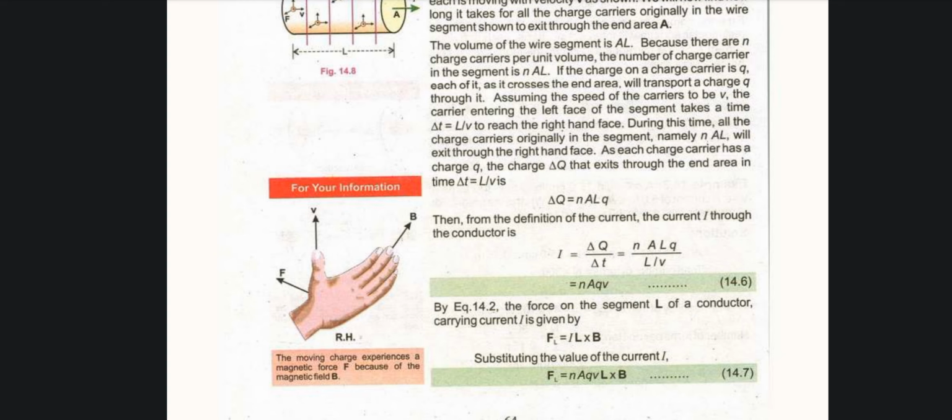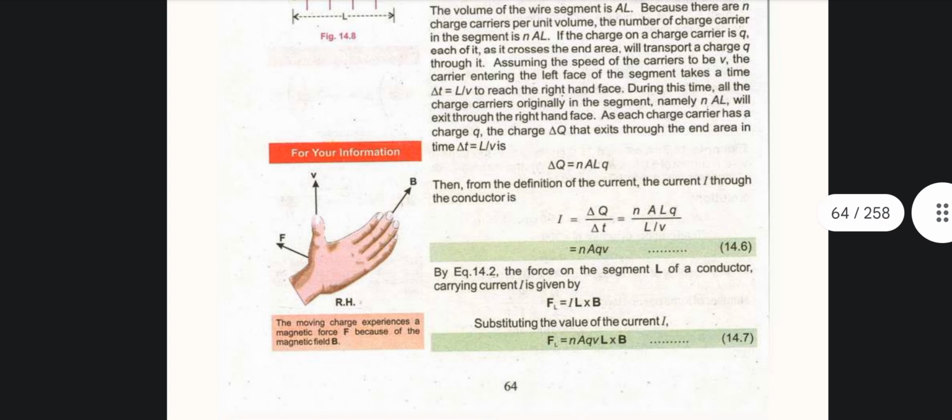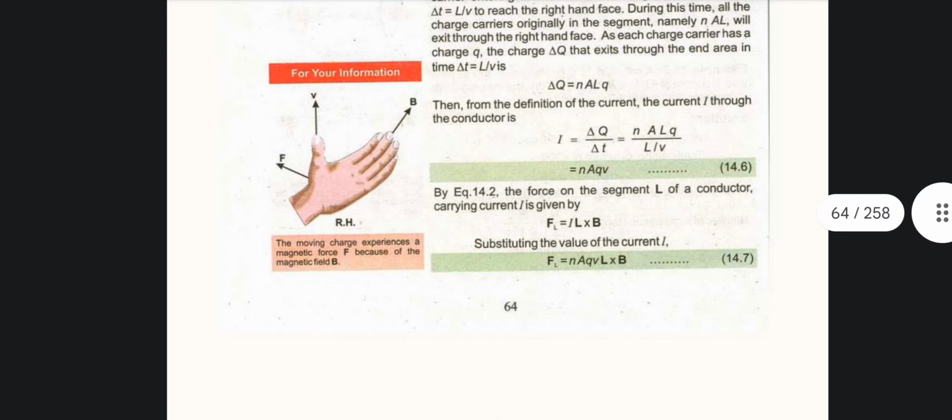Thus, from the definition of the current, I through the conductor is I equal to delta q upon delta t, which is nALq divided by L upon v, equal to nAqv. By equation 14.2, the force on the segment L of the conductor carrying current I is given by F equal to ILB. Substituting the value of current I, F is equal to nAqv L into B.